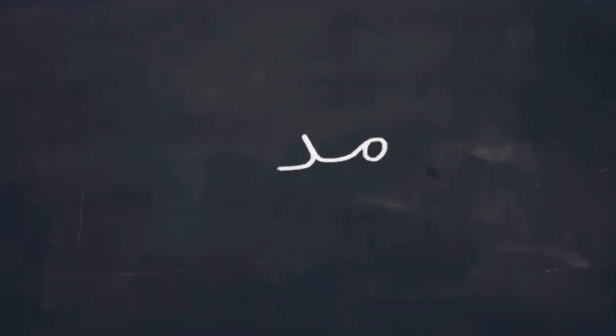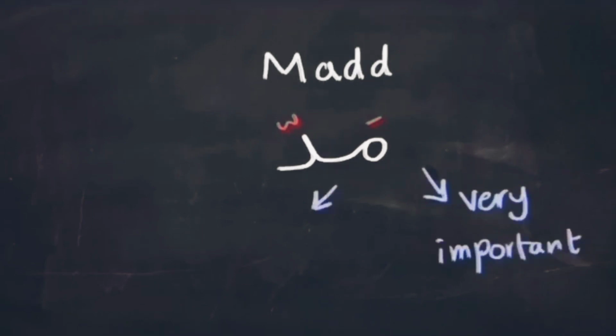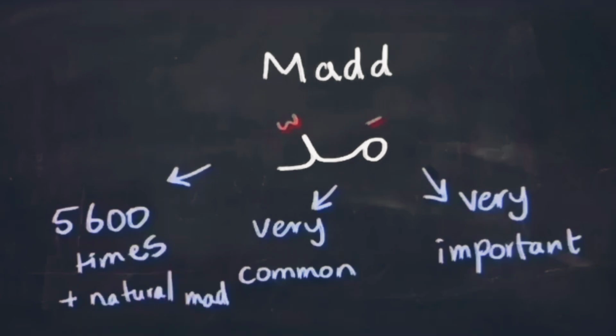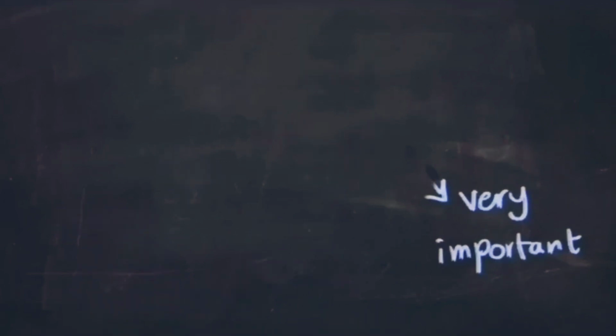Alright, let's talk about one of the most important basics of reading Qur'an, which is med. It is probably the most common rule that you'll see and use in the Holy Qur'an. In fact, you will see this sign of med well over 5,600 times while reading the Qur'an, plus the med that doesn't require the sign. So you really have to know how to deal with this sign if you want to recite the Qur'an properly.